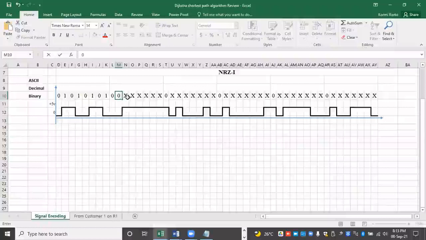Now there's a change, there's a transition from a low voltage pulse to a high voltage pulse. And can you help me with that? What will be the next bits then?